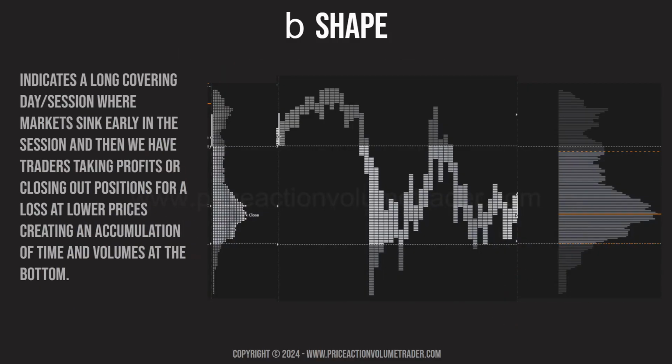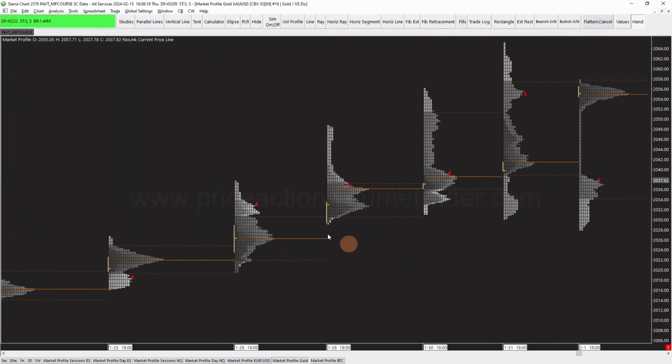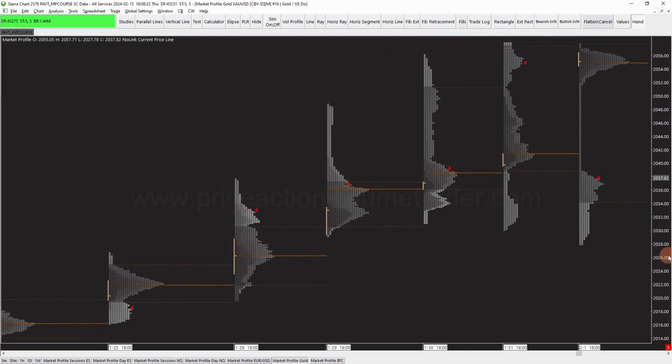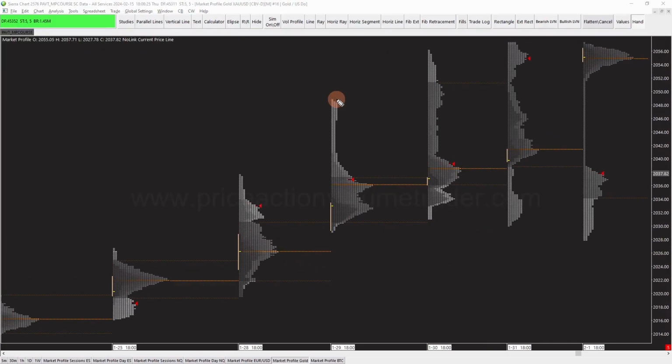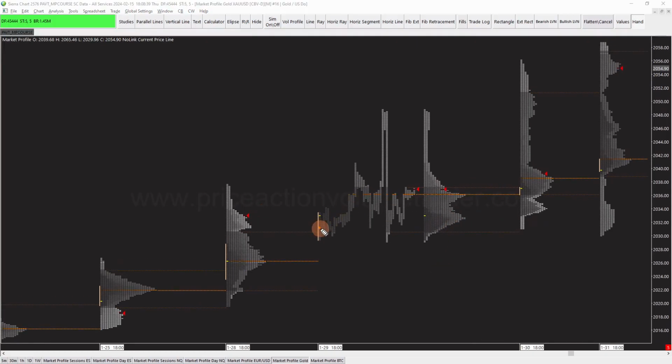Okay, and we can now go into the charts and then just look at a few examples of these profiles that we've talked about. Okay, so for example, this is the gold market that we are looking at, and we have here a very clear V-shaped profile. So this was a long covering day, and if we split the profile just to get a better view, we can see how market started rallying up, and then once we were at these high levels, traders were all taking profits, covering their longs.